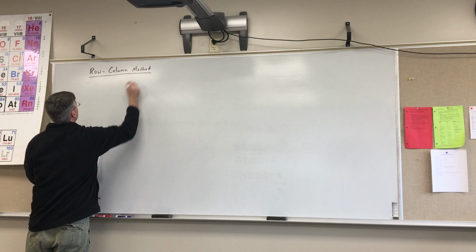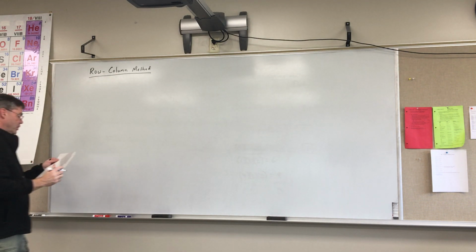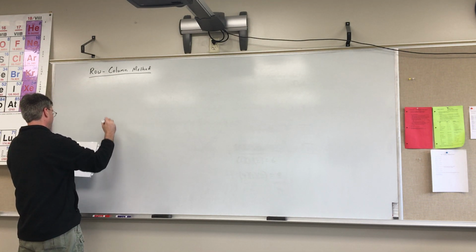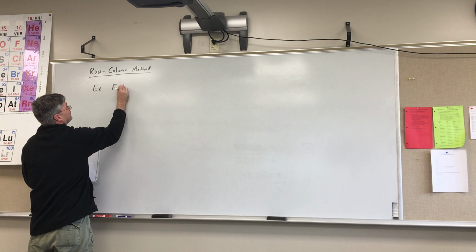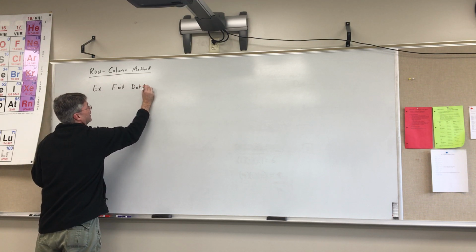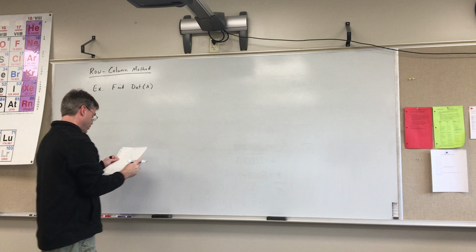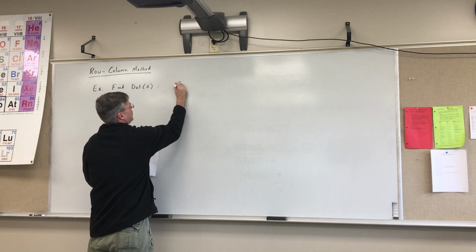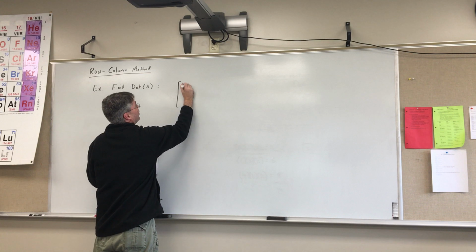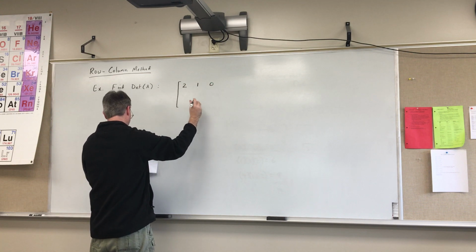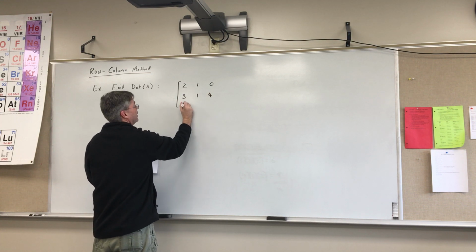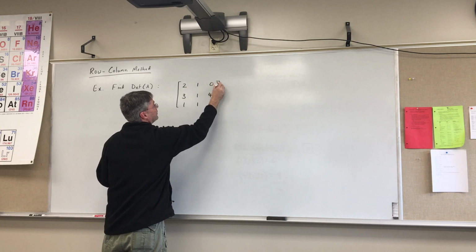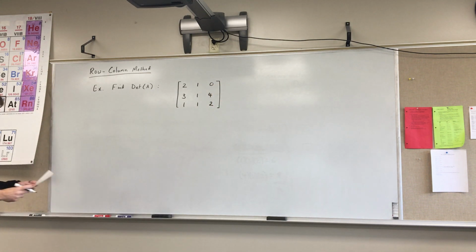Okay, so we're still in 7.7.2. So we want to find the determinant of A. And I'm going to write down the same matrix I wrote before. So it's going to be 2, 1, 0, 3, 1, 4, and 1, 1, 2. All right, so our determinant should be -6.